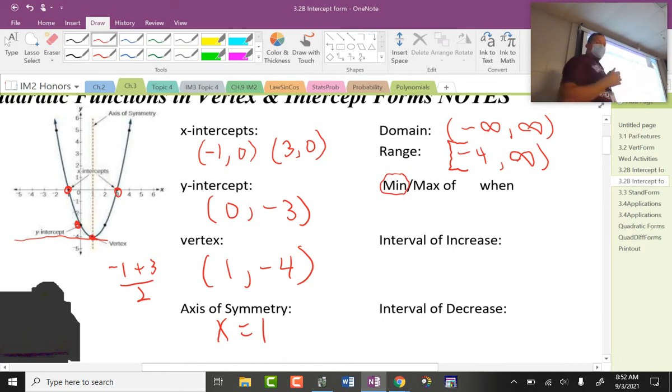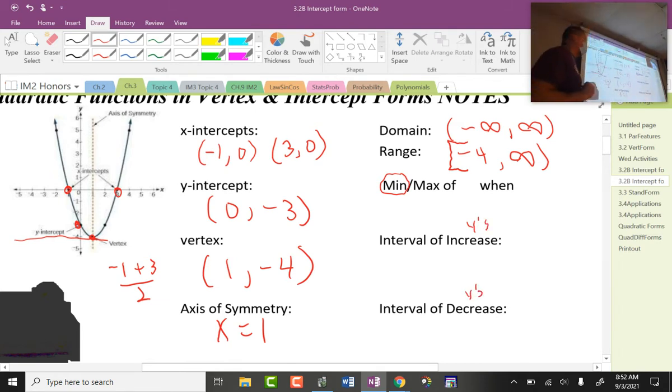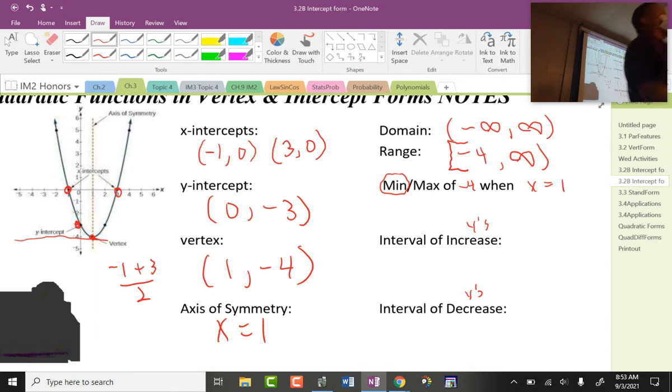The word minimum, just like intervals of increase and decrease, is describing what the y's are doing. So the minimum is the y-coordinate of the vertex. And then the way you word this, it's a minimum of -4 when x equals 1. I forgot to say this. Input, say it. Input, say it. So when I input 1, I get my minimum -4. And that's why it's worded that way.